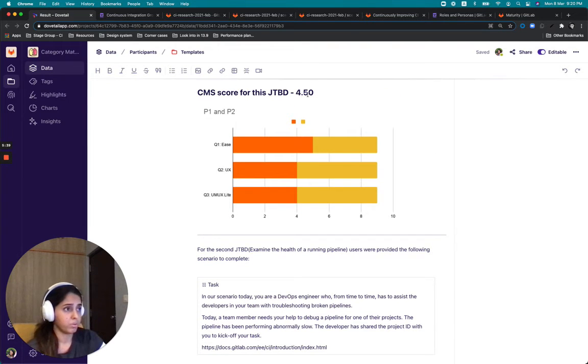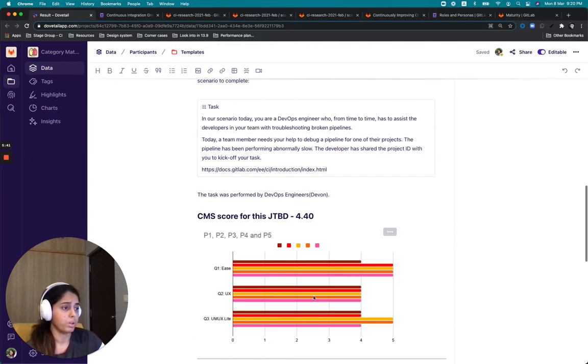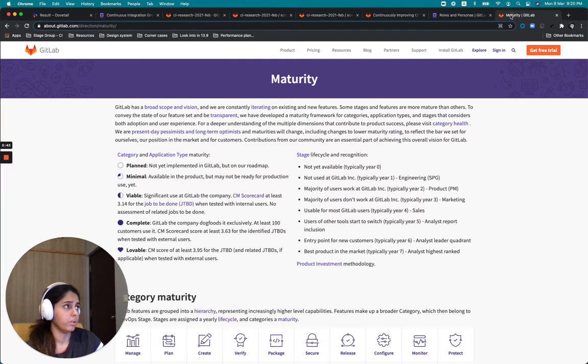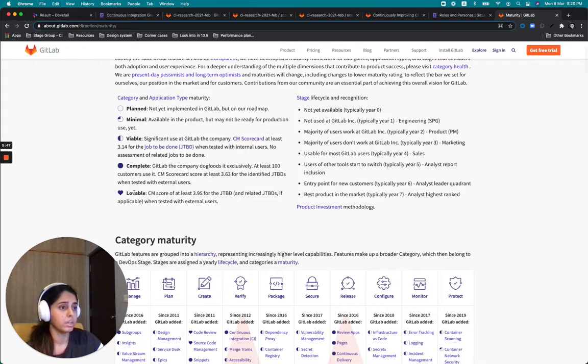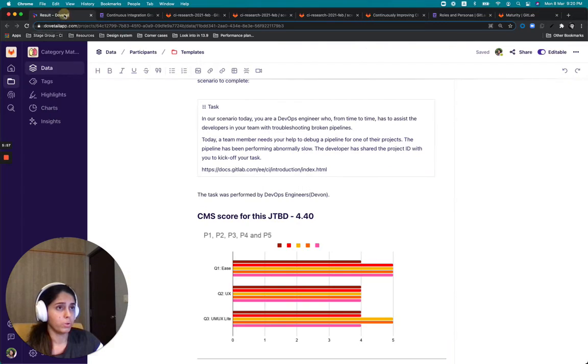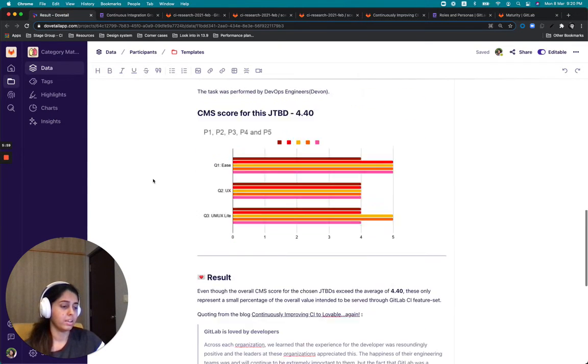Okay, so this is the overall score that we have here. The first jobs to be done is 4.5, the other one is 4.4. And when we look at how we define maturity in GitLab, we can see that when the CMS score is at least 3.95 for the JTBD, we can consider it lovable. But is that what we are going to do for CI?